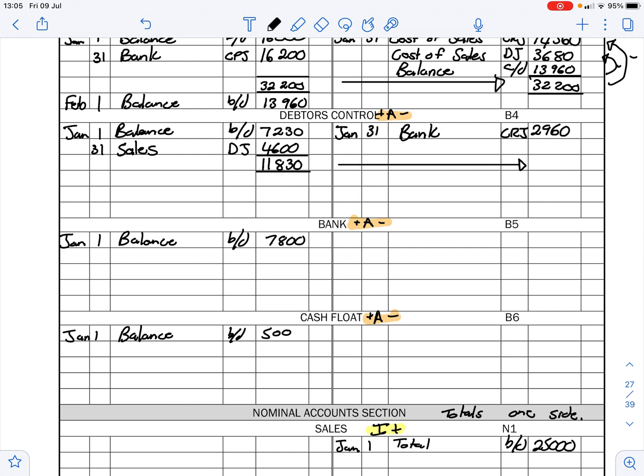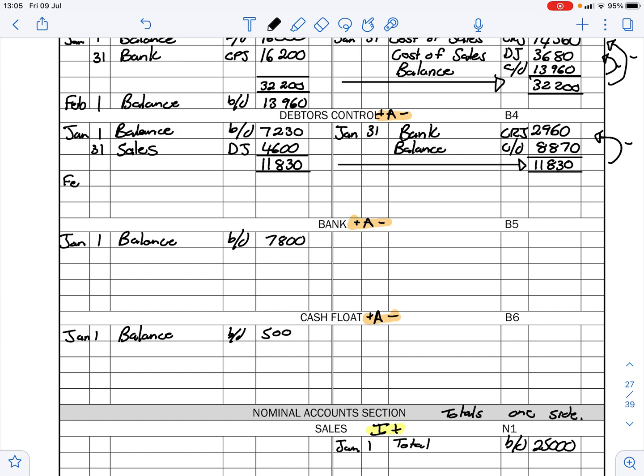So assuming no one paid us back at the start of next month, our debtors would owe us 11,830 Rand. However, we now receive 2,960 Rand from them, which we need to subtract of the outstanding amount. So we take 11,830, we minus our 2,960, and that leaves us with an outstanding balance of 8,870 Rand. This is our balance carried down.